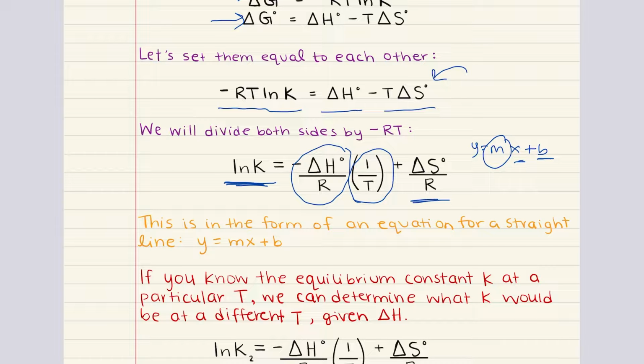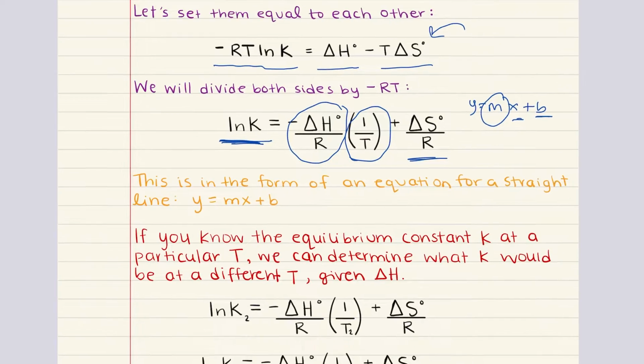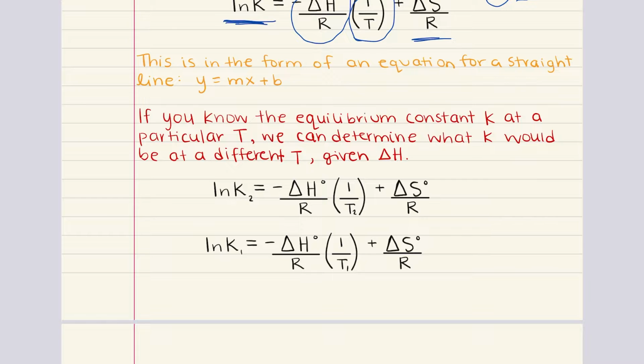This linear relationship tells us that by plotting natural log K against 1 over T, we're going to get a straight line with a slope related to the enthalpy change and the intercept related to the entropy change. Using this equation, if we know the equilibrium constant K at a particular temperature T, we can predict what K would be at a different temperature, provided we know delta H.